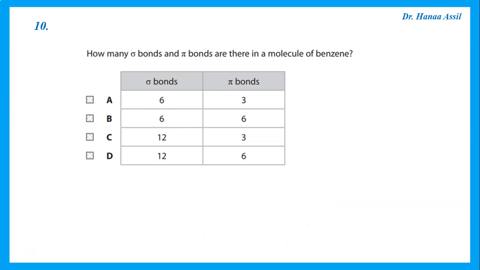How many sigma bonds and pi bonds are there in a molecule of benzene? This is benzene. You should know that a sigma bond is the bond in any single covalent bond. So every single covalent bond is a sigma bond. Now what about the double bond? The double bond is made up of 1 sigma and 1 pi. So if we're counting the sigma bonds, there are all these blue bonds, a total of 12 bonds. So I have 12 sigma bonds.